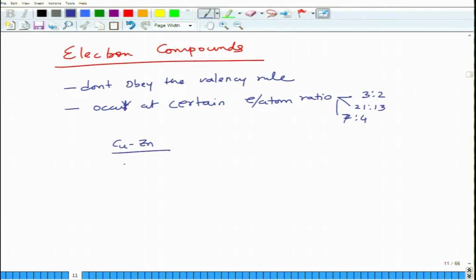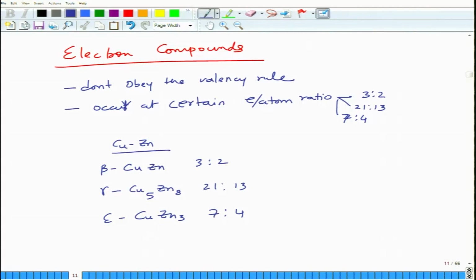For example, CuZn could be beta CuZn, gamma Cu5Zn8, sorry, this is not Cu3Zn2, this is CuZn, because copper has 1 valence and zinc has 2 valence. So the electrons are 3, atoms are 2. Here 5 into 1, 8 into 2 will make it 21, atoms are 13. And then the third one is epsilon CuZn3, which has 7:4. So this is 3:2, this is 21:13, and this is 7:4. So these are called electron compounds.